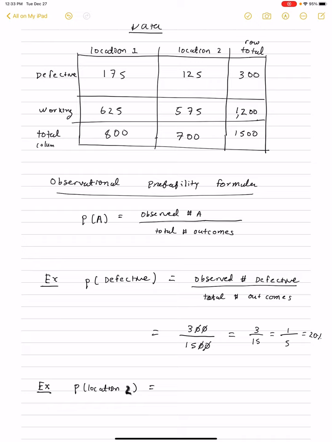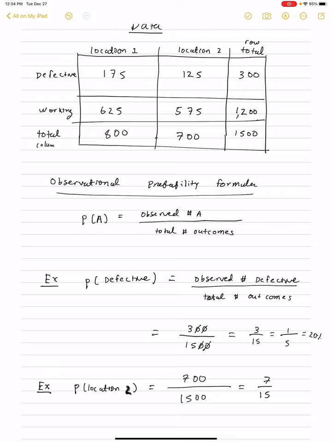Well, probability of location 2, it doesn't specify whether it's defective or working. So this would be 125 plus 575. That would be 700. That's the total number of observed parts at location 2 divided by the grand total of 1500. So 7/15. Okay, so just under half are produced at location 2.